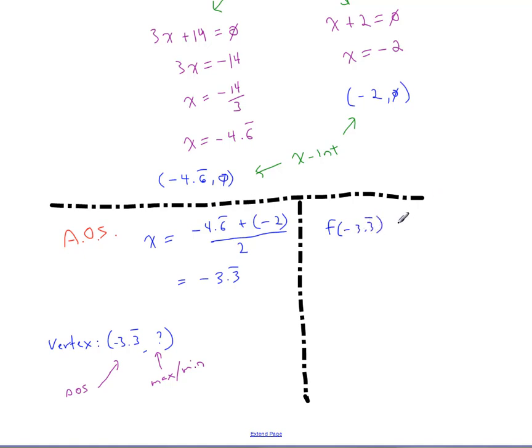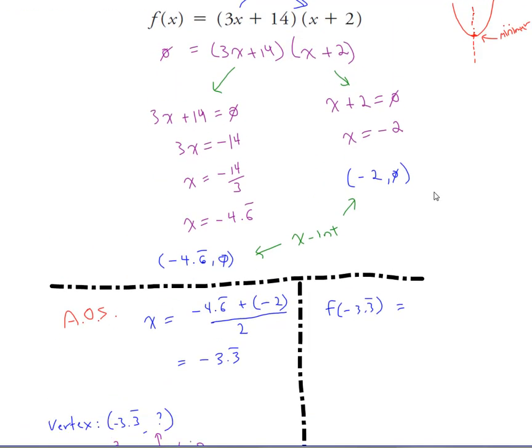To do that, I'm going to take my function, and I'm going to sub in negative 3.3 repeating. So this is going to get a little messy, right? Because I'm going to have 3 times negative 3.3 repeating plus 14 times negative 3.3 repeating plus 2. I'm not going to go through all the steps for that. You'd have to work that out. Remember, proper order of operations. Do everything in the brackets first, then we're going to multiply what's in those two brackets. You should end up with negative 5.3 repeating.